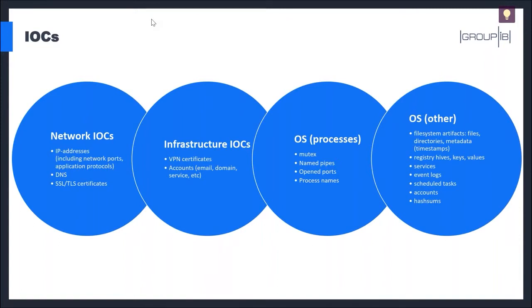The services, this is for persistence. Then event logs, scheduled tasks, and other local accounts, and the hash sums of the files. For example, in Windows we have one artifact which stores the hash sums of the executable files. It's called the Amcache registry hive.